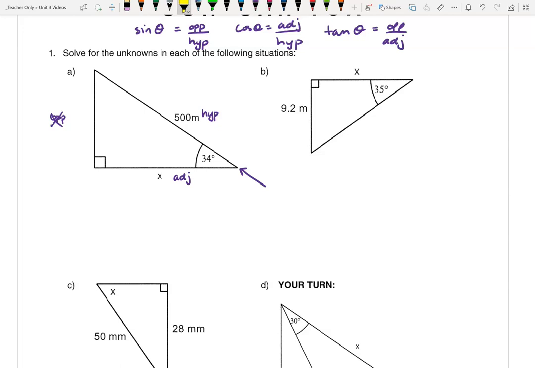So I've got a situation where I want to find side X, the adjacent side, and I've got the hypotenuse. So I'm looking at the ratio adjacent over hypotenuse. I'm going to use the cosine ratio. So the cosine of the 34-degree angle will be equivalent to the ratio of side X over 500. To isolate X, I'm going to undo divide by 500, which means I'm going to times by 500 on each side. And that gives me, when I put this into my calculator, 500 times the cos of 34 degrees is 414.52 meters to 2 decimal places.